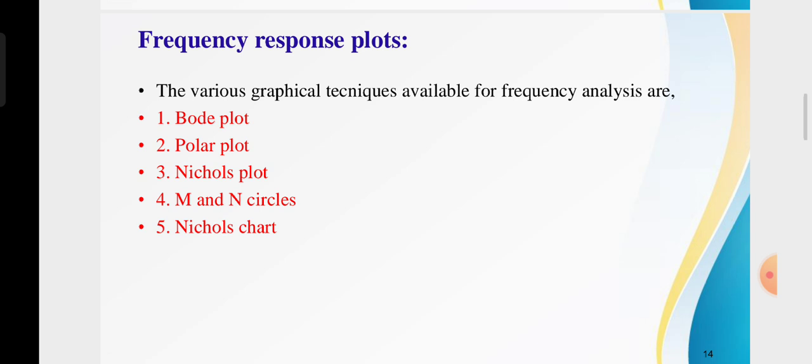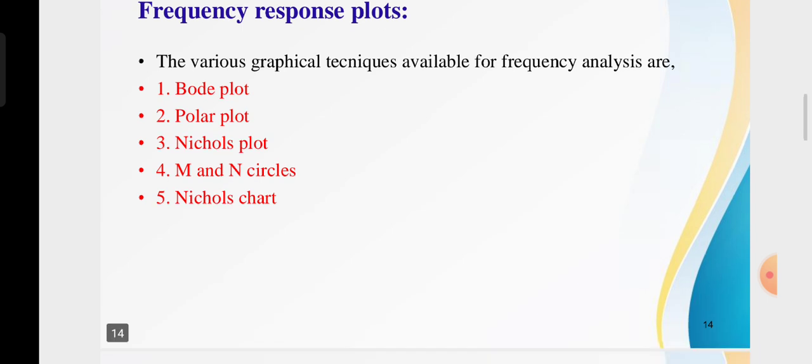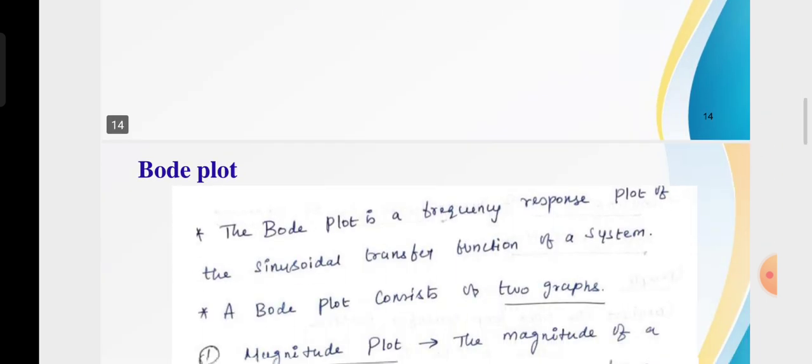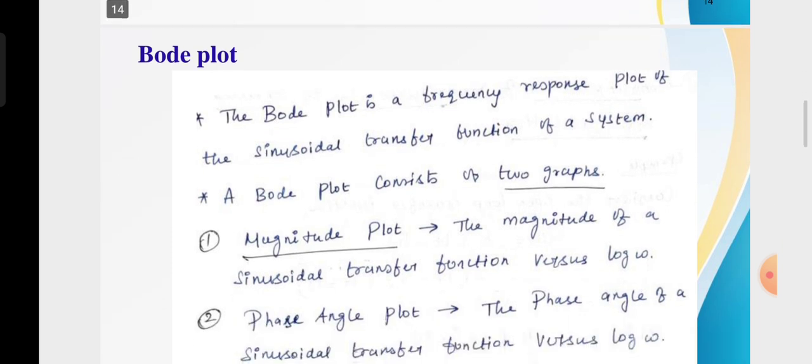Next, the frequency response plots. The various graphical techniques available for stability frequency analysis are Bode plot, polar plot, Nichols plot, M and N circles and Nichols chart. So now we see the Bode plot.